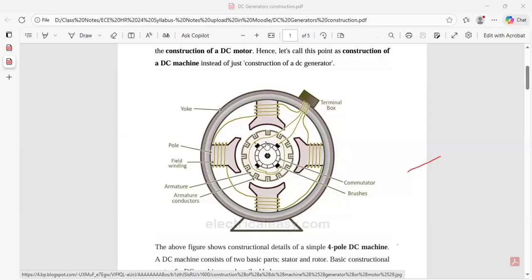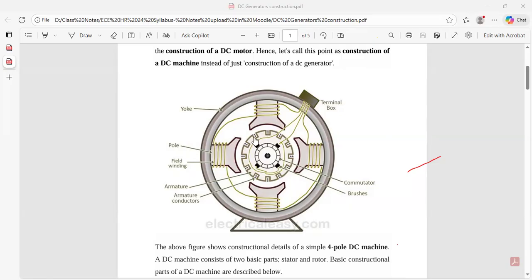Here flux is there. Whenever this armature is rotating, this armature conductor is cutting this flux, and voltage is developed in the armature coil, not in the field coil. Voltage is developed in the armature coil. Okay.